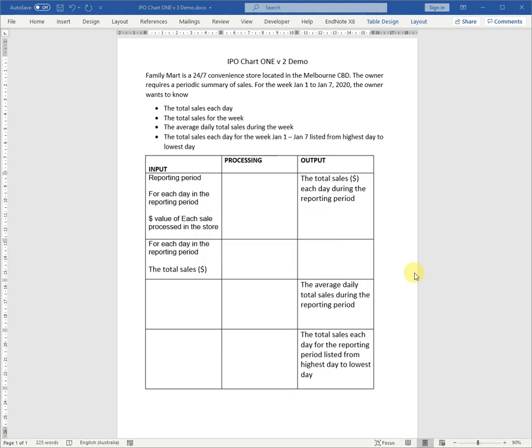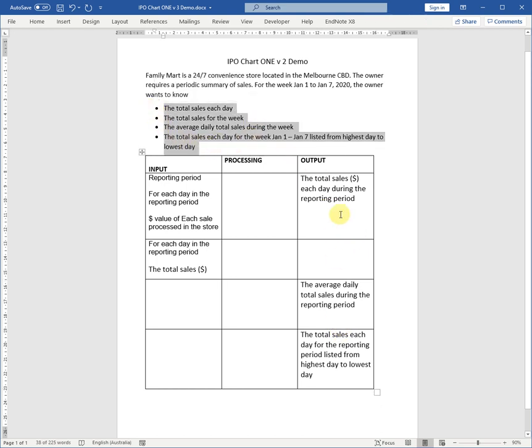Okay, so you've had some time to fill in the blanks. Now let's have a look at the answers. Right? If you have a look in the output, it means that these have to match what the customer had as requirements. So the second requirement down here was to have the total sales. So we can just copy this and paste it in here. Right? In other words, the total sales for the week is a required output. So that's the answer for this square here.